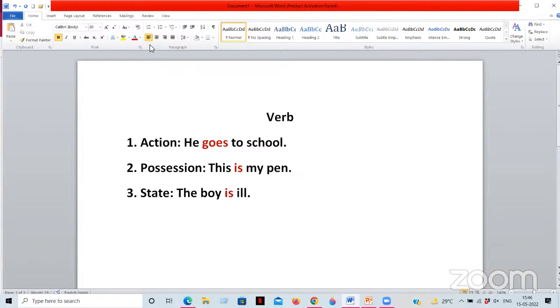Now there are so many types of verbs. Broadly there are two types of verbs. What are they? Is it clear to you that a verb defines action, possession, and state? Mainly based on function, how many types of verbs are there? Can anyone tell me?